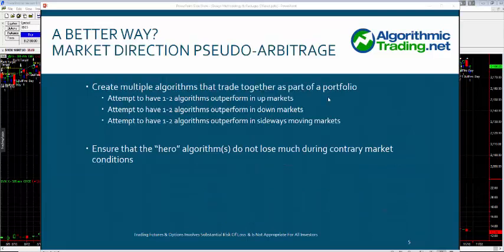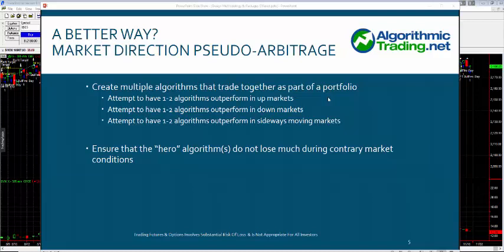So at AlgorithmicTrading.net, we do feel that we have a better way. Instead of creating a single algorithm that does good in all market conditions, what we do, and this is really the core of our principle at AlgorithmicTrading.net, is that we use a market direction pseudo arbitrage algorithm. And so what that means is that we attempt to be market direction agnostic by implementing a pseudo arbitrage technique.